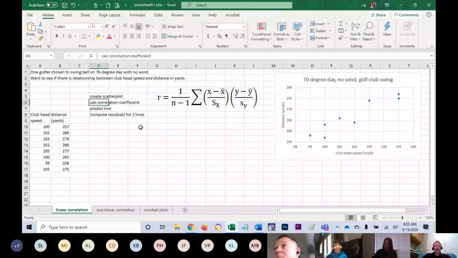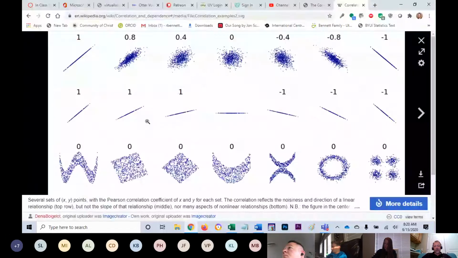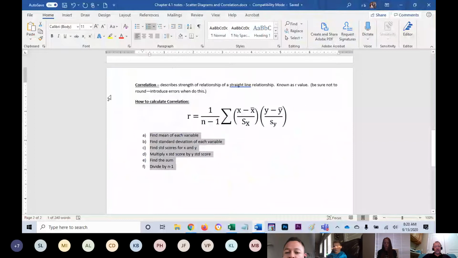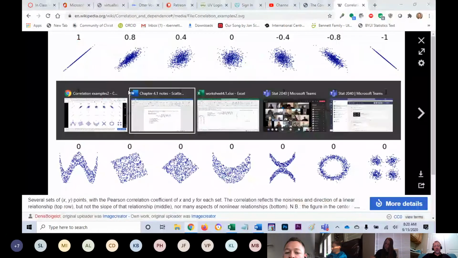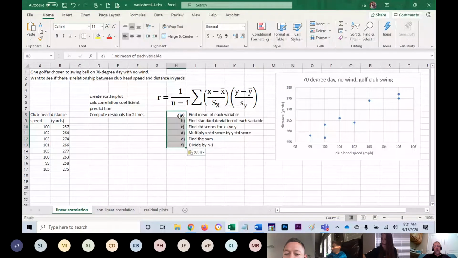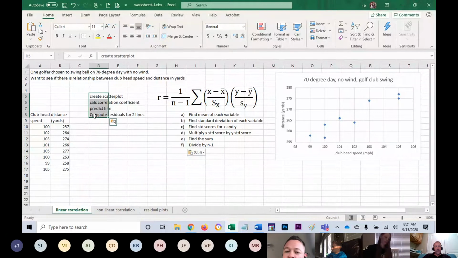So now we're going to calculate the correlation coefficient. Now, some of you guys like to memorize steps. I'm going to copy these steps here. And then we're going to calculate this together. I guarantee you, I will give you a problem like this on the exam. And you'll need to do this, okay?